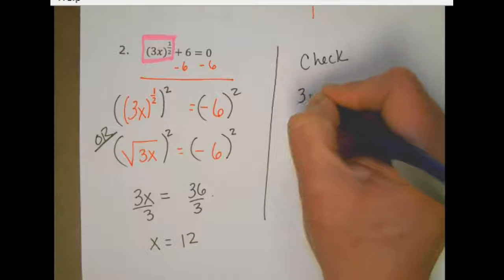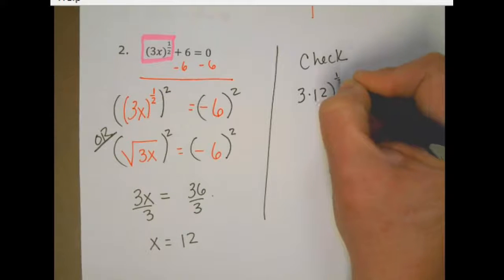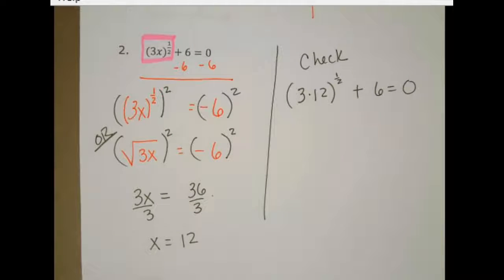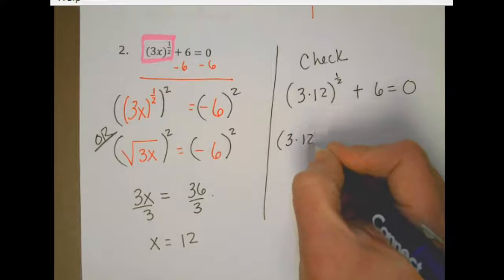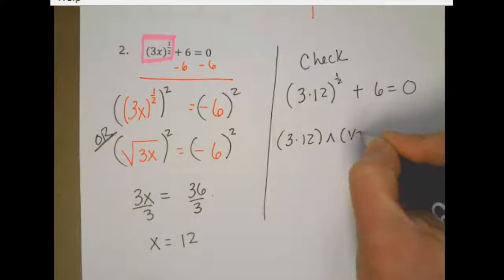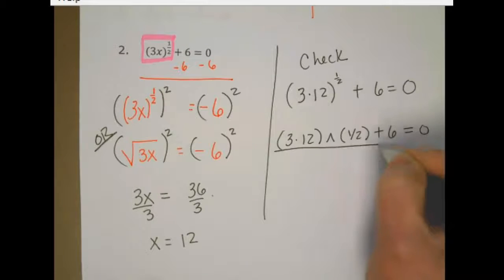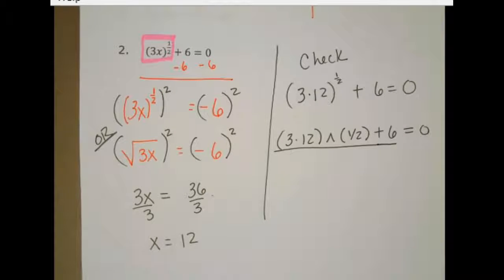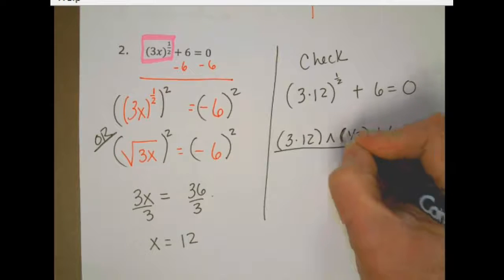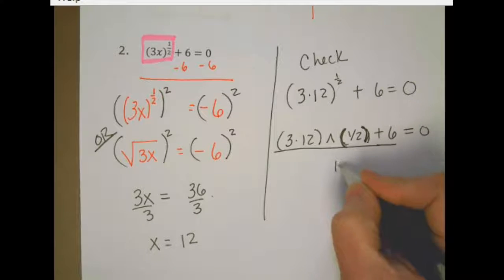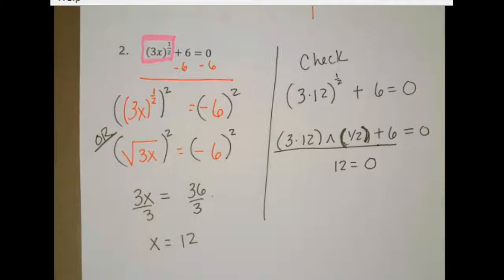In the original problem, 3 times 12 raised to the 1/2 power plus 6, is that equal to 0? You would put this part in your calculator and see if it's equal to 0. You must have parentheses around the 1/2 or you will not get the right answer. And I believe that would come out to be 12. Is that true? 12 is equal to 0? I don't think so.